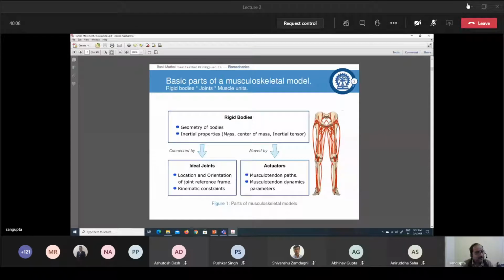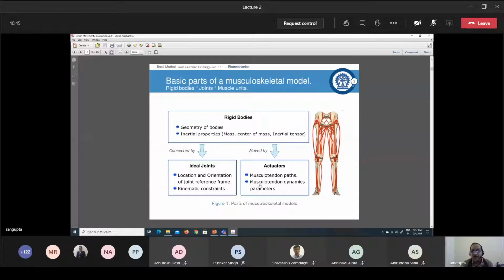of David Winter's book, where you get a table and a figure. Very nicely, the anthropometric data is summarized in the form of a figure and a table. Okay? Then you assume the musculoskeletal joints. So you need to locate and orient them with reference to a local coordinate system and a global coordinate system, right? And you need to know what the constraints are.